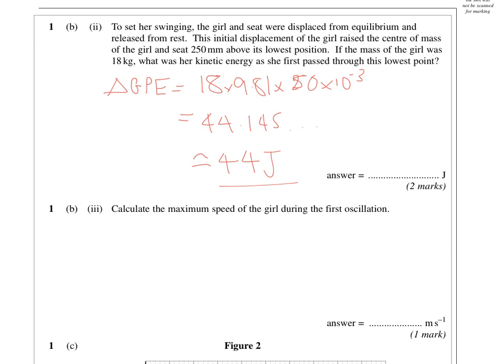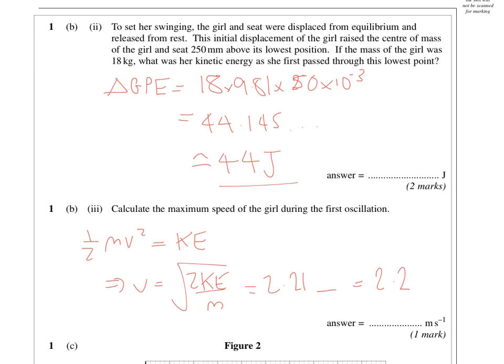So maximum speed would correspond to this. So we know that half mv squared equals kinetic energy. So we know that v is going to be the square root of 2KE over m. So let's put that 44.145 times 2 divided by 18, square rooted, gives you 2.21, so 2.2 meters per second.